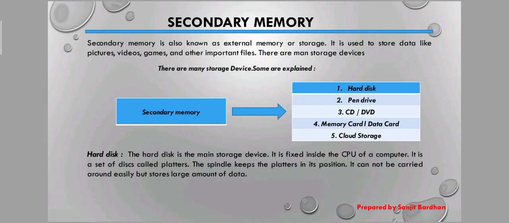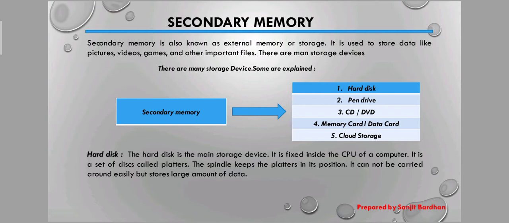Here is the secondary memory. Secondary memory means external memory or storage. It is used to store data like pictures, videos, games and other important files. That means secondary memory is known as external memory, not internal memory like RAM and ROM. It is an external memory or storage device used to store data like pictures, videos, games, etc.